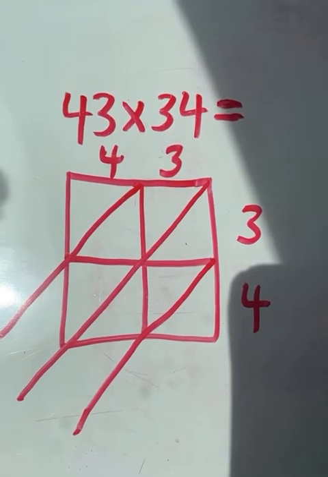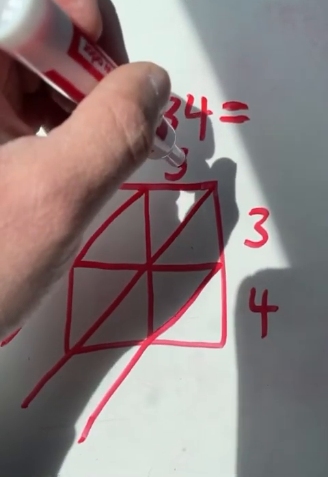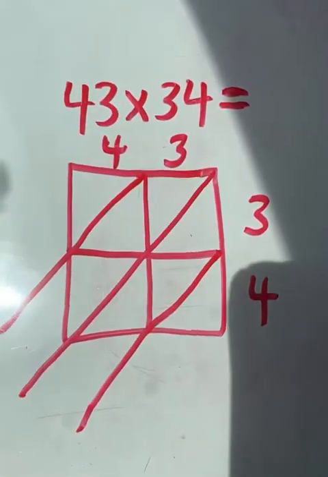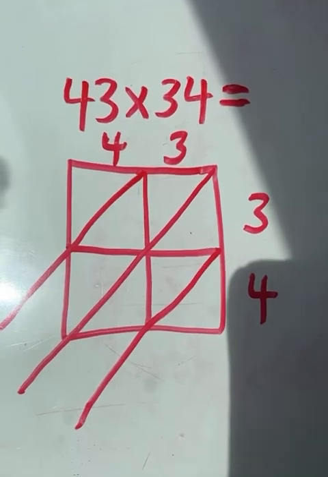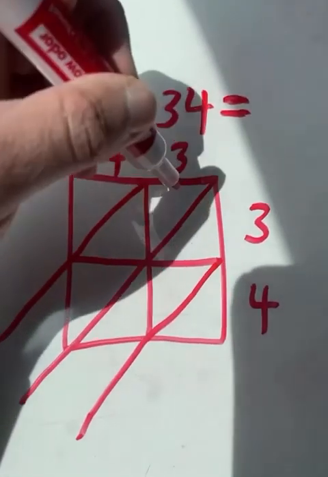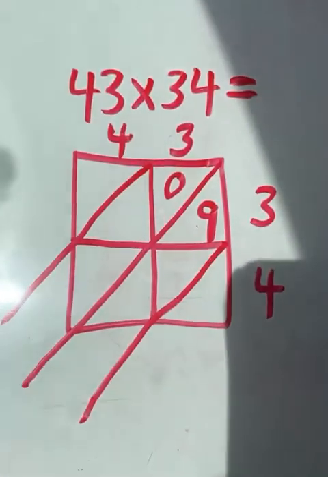So now we multiply. So the top right hand corner here, we're going to multiply 3 times 3. The answer to 3 times 3 is going to go in this square. Each digit within our answer goes in a separate triangle. So 3 times 3 equals 9. So we're going to put a 0 on the top triangle and then a 9 in the bottom triangle.